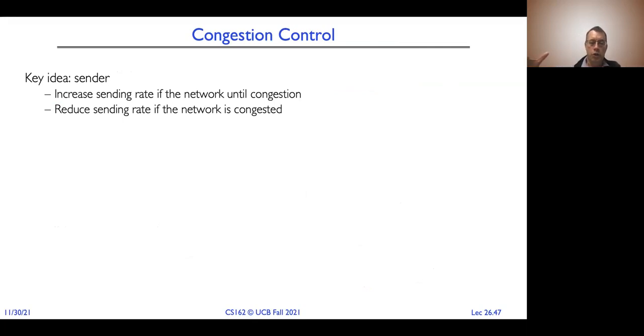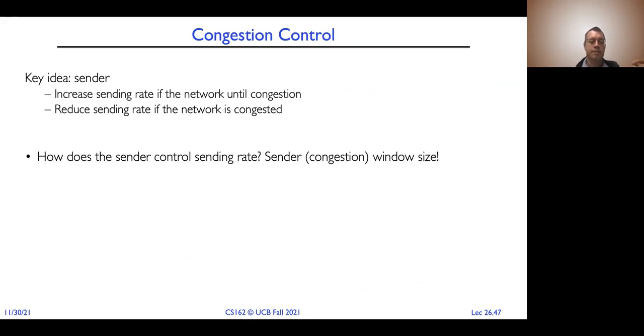So for congestion control, the key idea is for the sender to increase the sending rate if the network is not congested, until congestion, and reduce the sending rate if the network is congested. How does the sender control the sending rate? By the sending window size, which in this context is called the congestion window size.